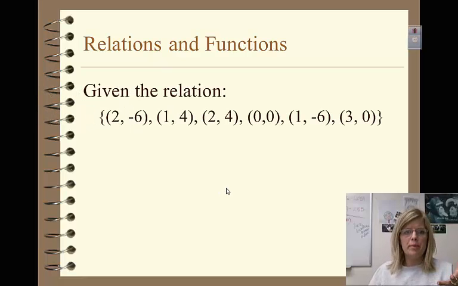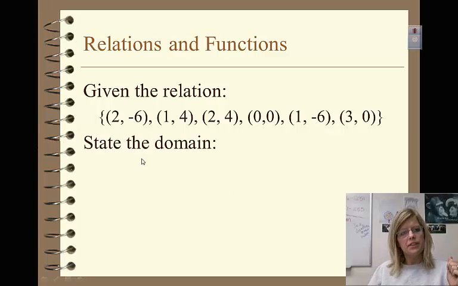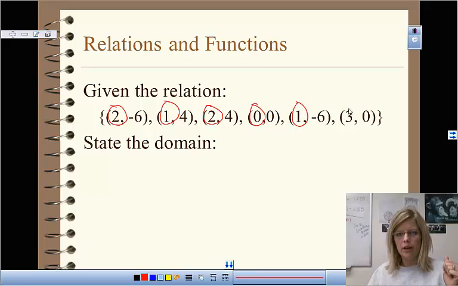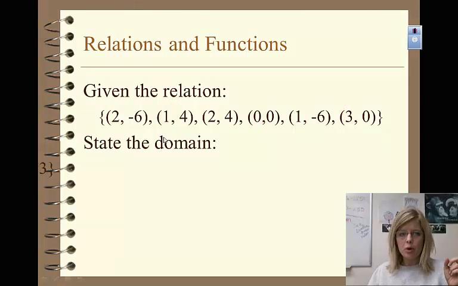Today, you might be given a set of relations, which is a bunch of ordered pairs, and it's going to ask you to state the domain. Let's look. What numbers do we have in here? We have 2, 1, 2, 0, 1, 3. Notice 2 and 1 repeat, so I'm only going to write them once. Start with the lowest number, 0, all the way up to the highest number.